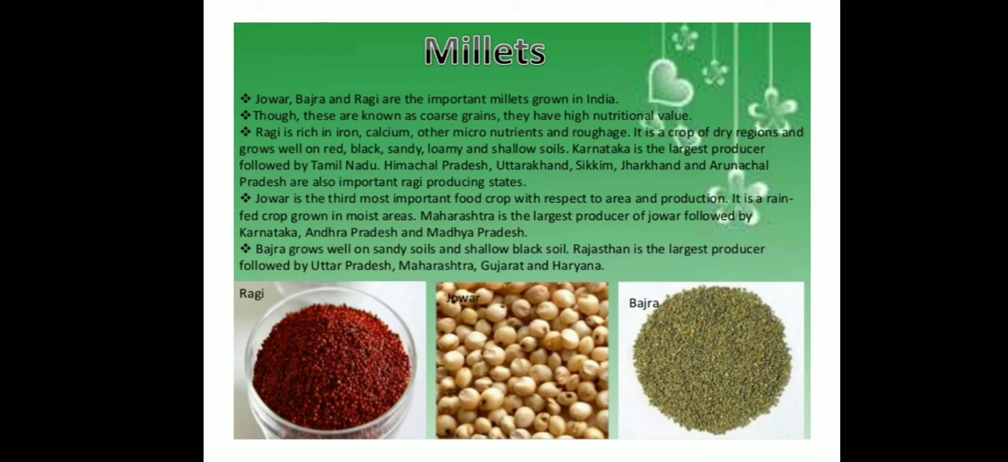Jowar is the third most important food crop with respect to area and production. It is a rain-fed crop grown in moist areas. Maharashtra is the largest producer of jowar, followed by Karnataka, Andhra Pradesh, and Madhya Pradesh.